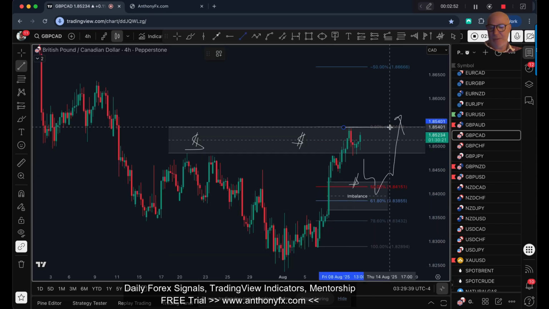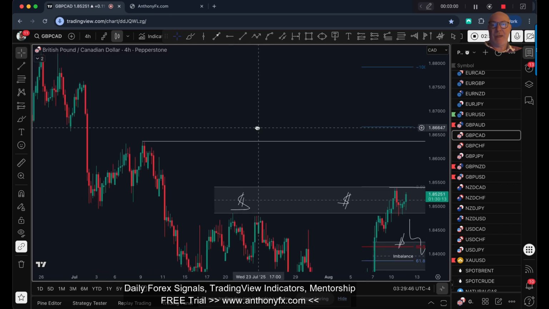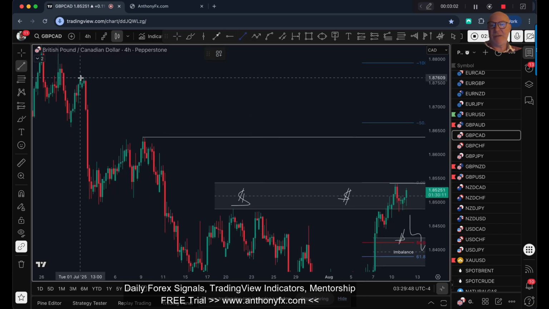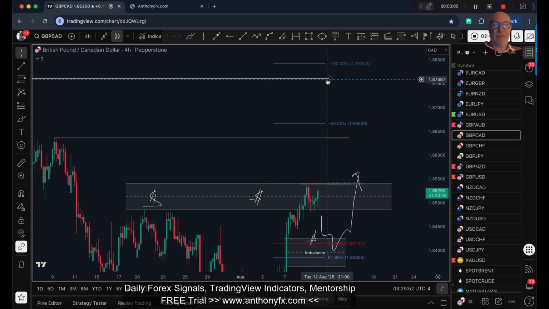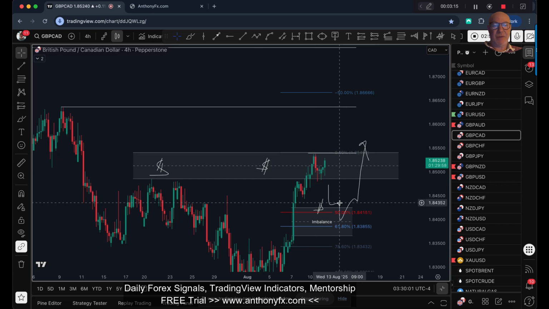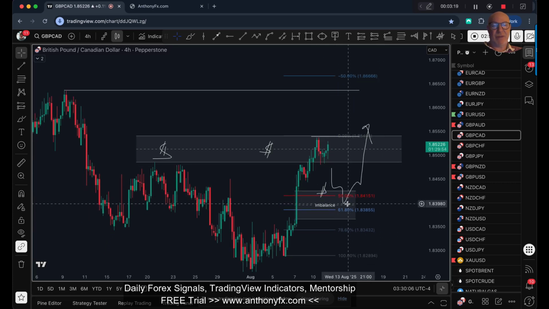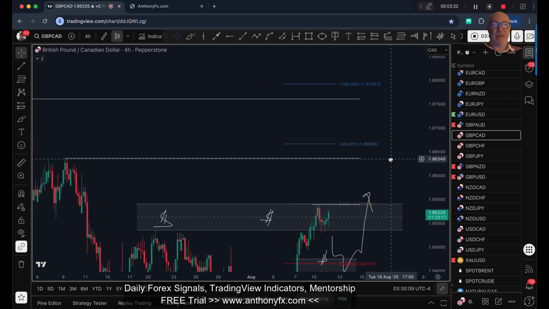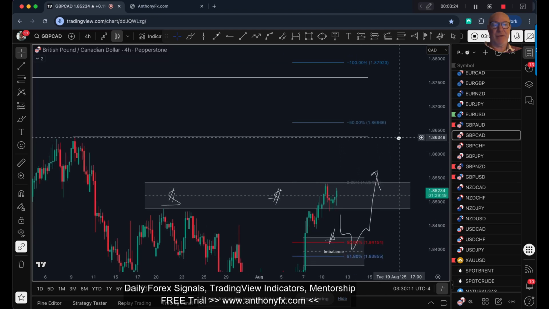Potential targets would be this high, and this one here, if it continues up. So there's 3 levels that we could consider for targets. If it pulls back, I'd be looking for the entry on the break of structure, stop under the low, and you've got 3 targets there to play around with.